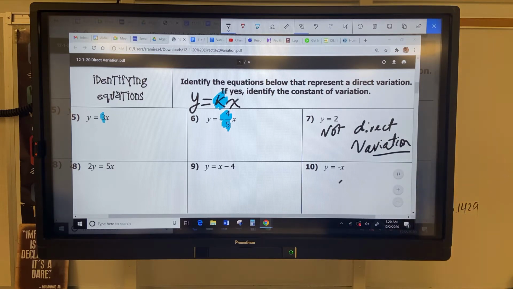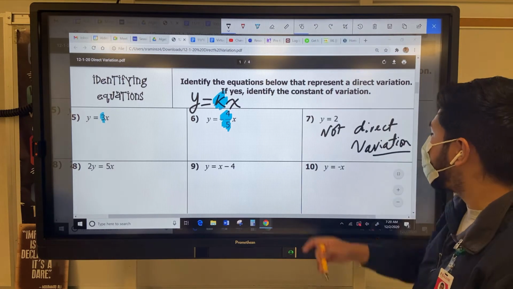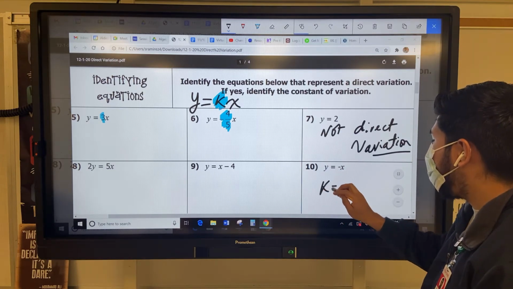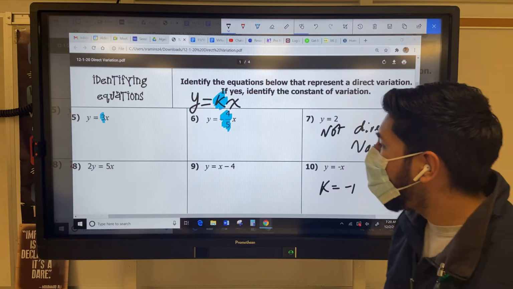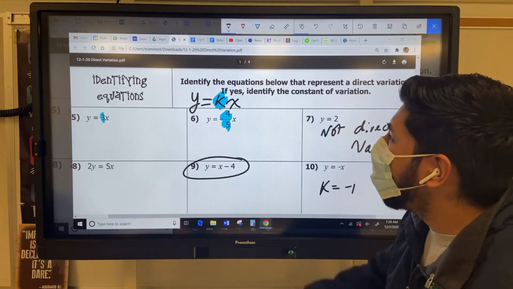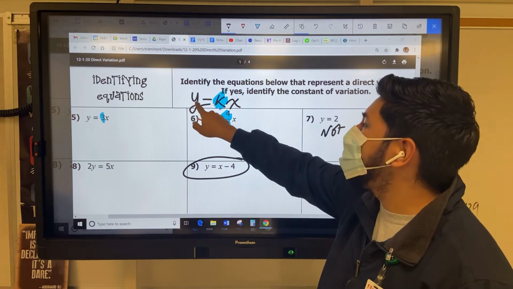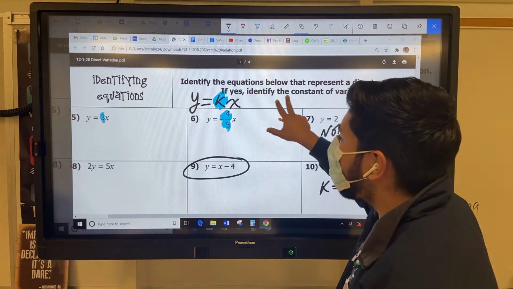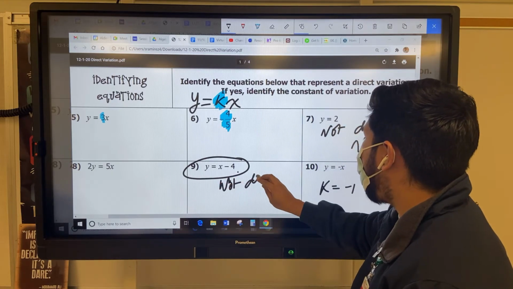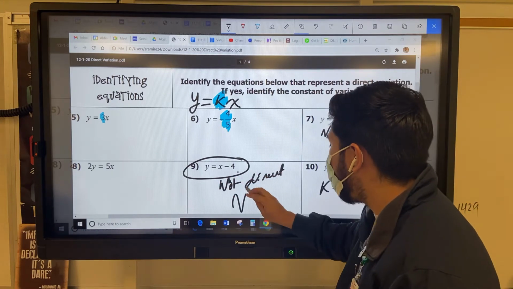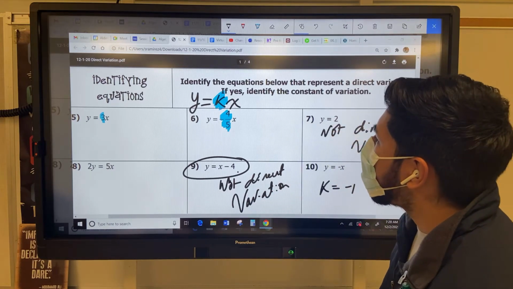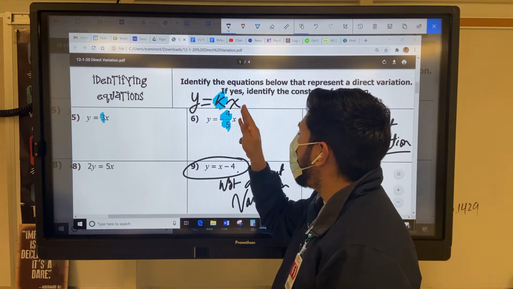Boom. Number 10, there is an x value. There's no number though in front of x. We should already know that's going to be negative 1, so k is negative 1. Right here, there's a minus 4 in the back. Again, our equation is y equals kx. Nothing's behind it, so this makes it not a direct variation. Okay? So all we're looking for is to make sure there's an x value, and that's all.